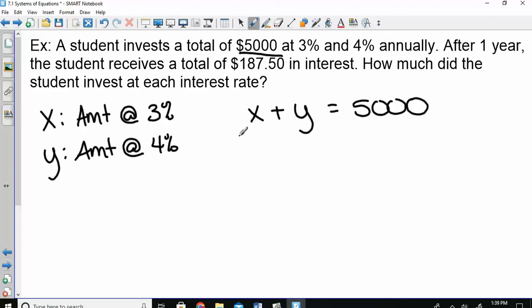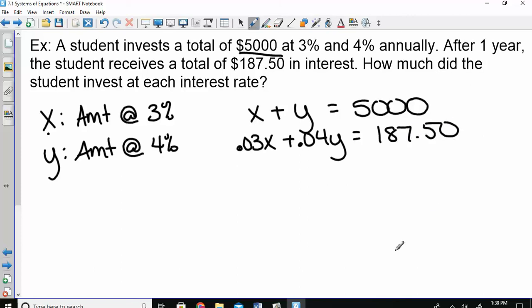So we get interest by doing principal times rate times time. We're only dealing with 1 year, so all we really have to do is your principal times your rate. So x is my principal, 3%, what would be my rate there? Okay, plus 0.04y equals the interest, which was 187.50.